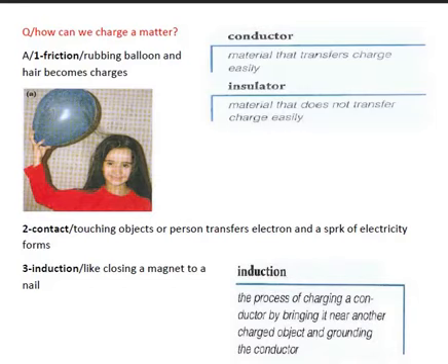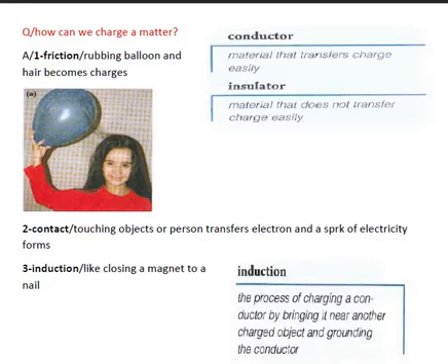First one is friction. It means, for example, rubbing a balloon and hair becomes charged. So if you rub a balloon into your hair, your hair becomes charged, meaning electrons will be accumulated in your hair and your hair will be charged.